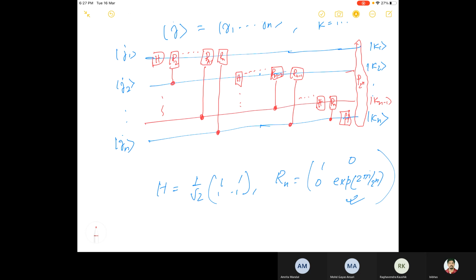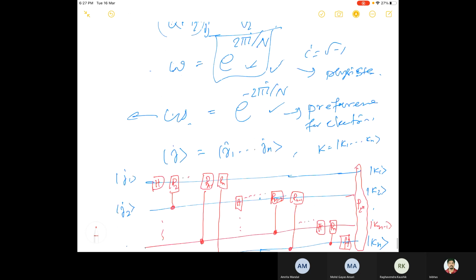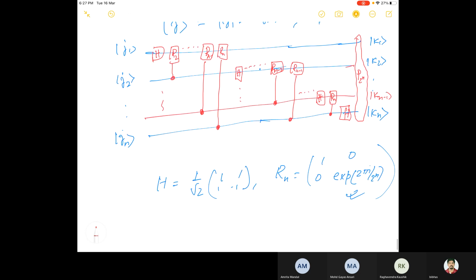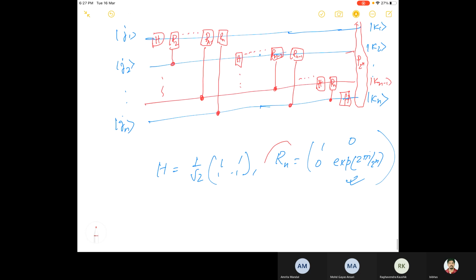I will not explain why I'll get the desired output, but you can analyze the circuit and check why we'll get this. The one thing you have to understand is that this will give me the effect of a change in the relative phase of the output. So this will do the job, and this is the quantum circuit for this. That is called the quantum Fourier transform.